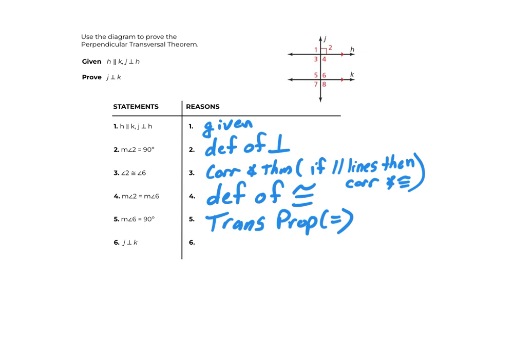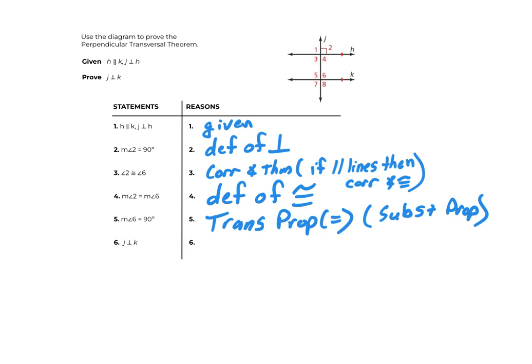If angle 6 equals 90 and angle 2 is equal to angle 6, I would also say you could probably use substitution here, because you could just substitute 90 in. And so I would say the substitution property would also be a possibility here. Sometimes there's more than one way that you can prove something. This would be one of those places.